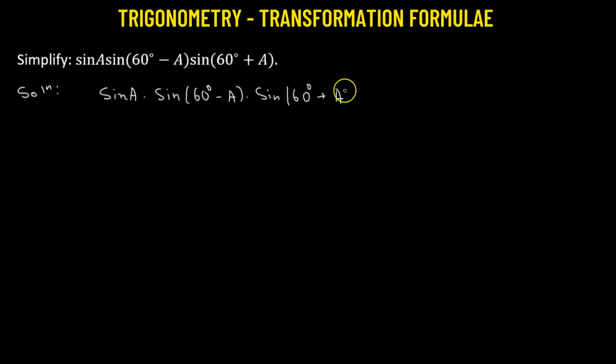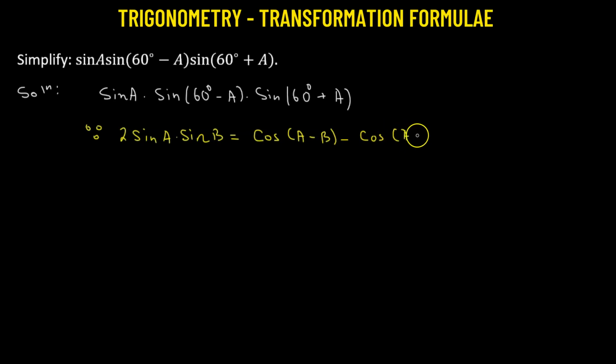So here we're going to use the transformation formula. If we have 2 times sine of angle A times sine of angle B, that's given by cosine of A minus B minus cosine of A plus B. In that case, we're going to suppose that A is equivalent to 60 degrees plus A and B is equivalent to 60 degrees minus A.